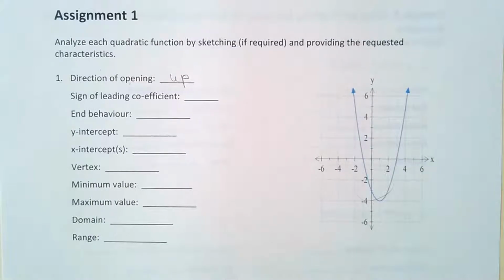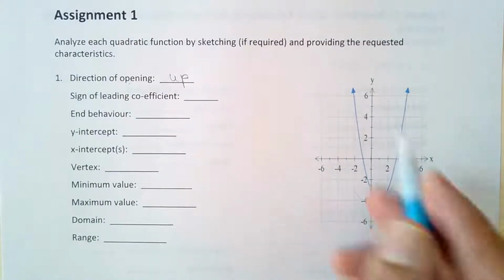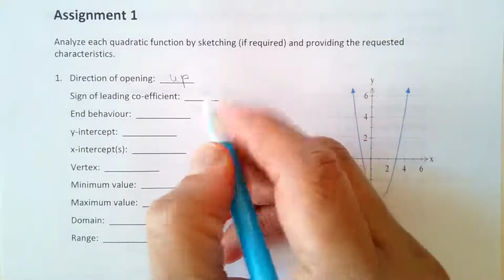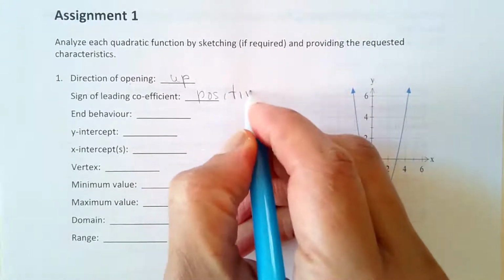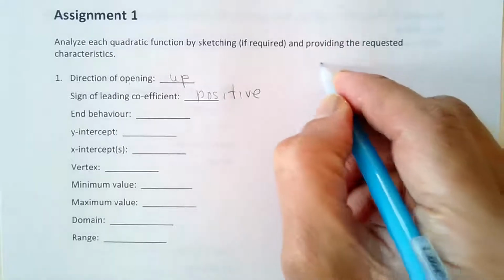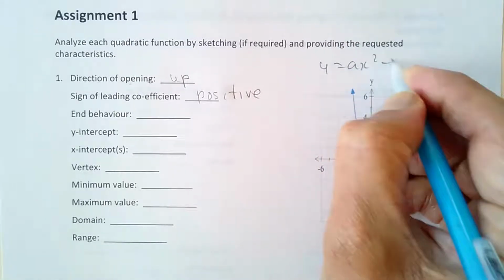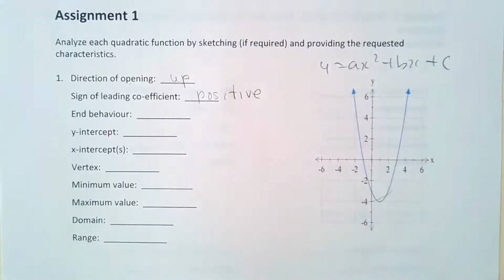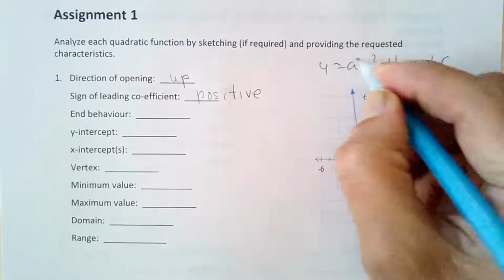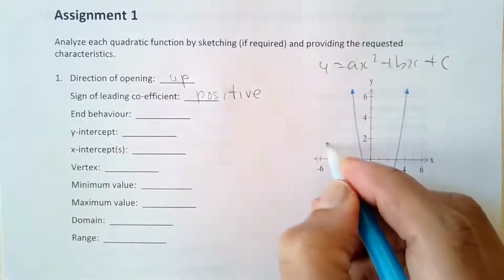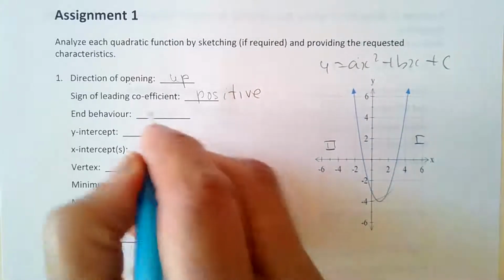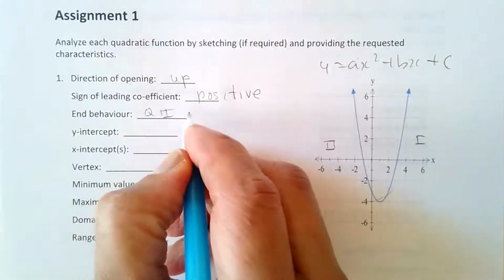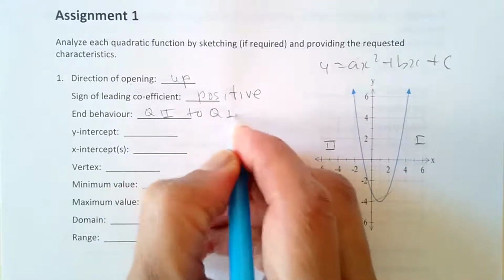Now this graph is going upwards, so we can write it up here. If any graph is going up, the sign of the leading coefficient is positive. This is y equals ax squared plus bx plus c, so the a is positive. The end behavior is from quadrant 2 to quadrant 1.